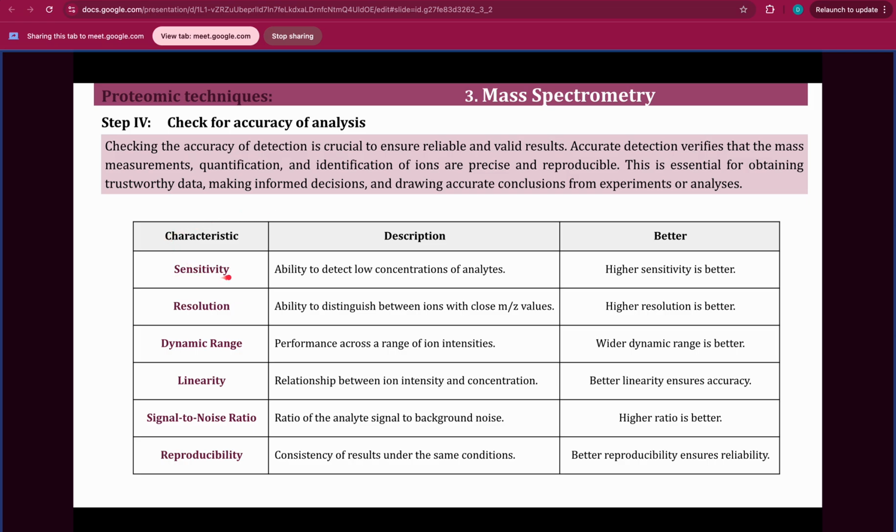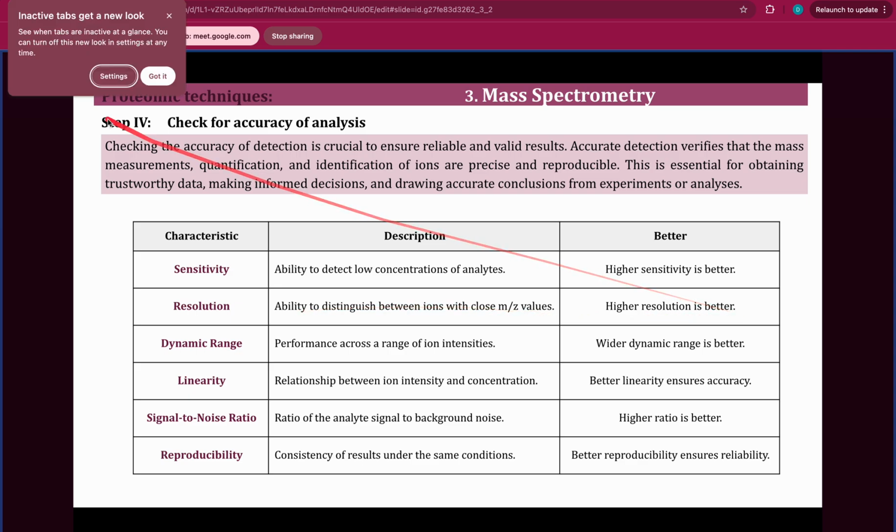The first thing is sensitivity. Sensitivity tells us the ability to detect low concentrations of analytes, so higher sensitivity is better. Then comes resolution. Resolution means we are able to distinguish between ions which have closer mass to charge ratios. We require higher resolution, and higher resolution is better.